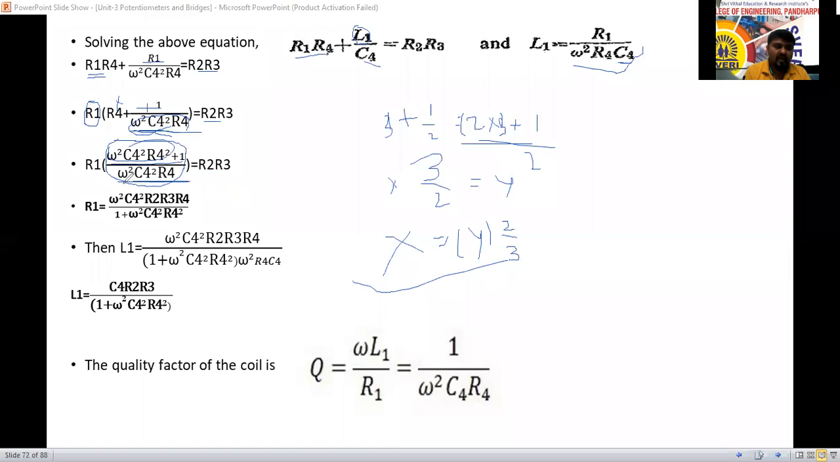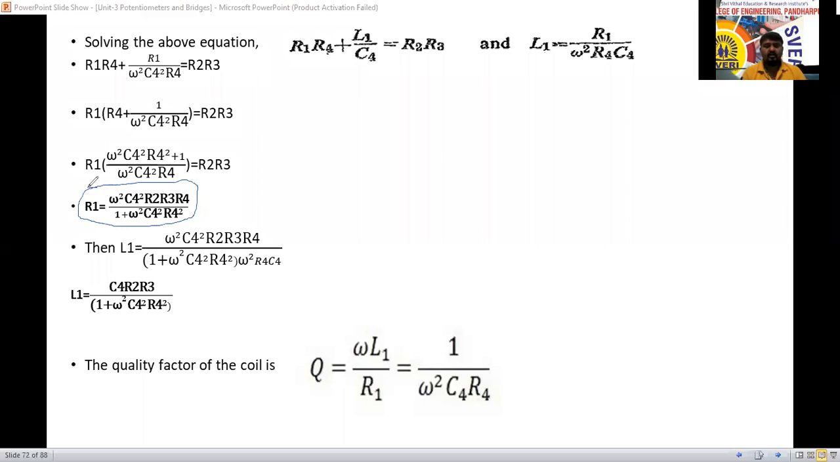So omega square C4 square R4 into R2 R3. We will write omega square C4 square R2 R3 R4 divided by omega square C4 square R4 square. This is the R1 equation we have derived here. Now you check that one. This is the R1 equation. I am saying that one. In this one, is there any L1 term here? No.